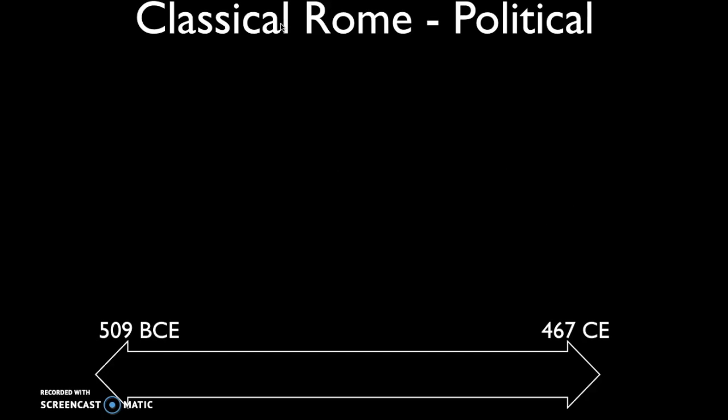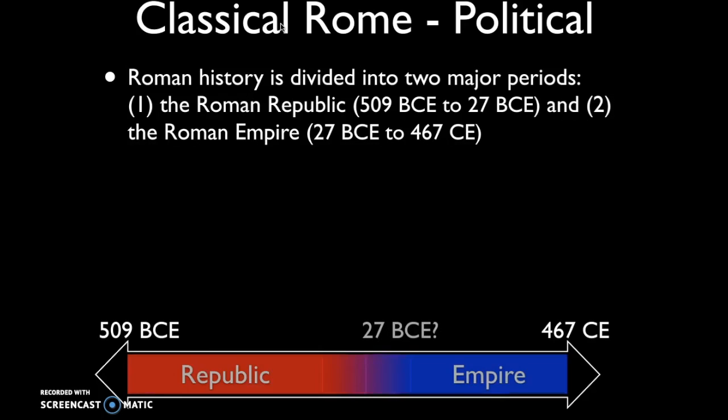When we're talking about Roman history, we can really break it down into two periods. There is the period of the Roman Republic, which lasts from around 509 BCE to approximately 27 BCE, and the period of the Roman Empire, which lasts from 27 BCE to 467 CE. Now again, that date, 27 BCE, is not set in stone. There's certainly a lot of debates about when Rome actually becomes an empire.